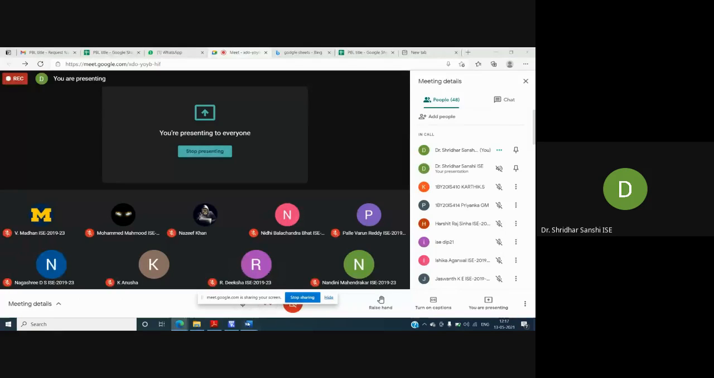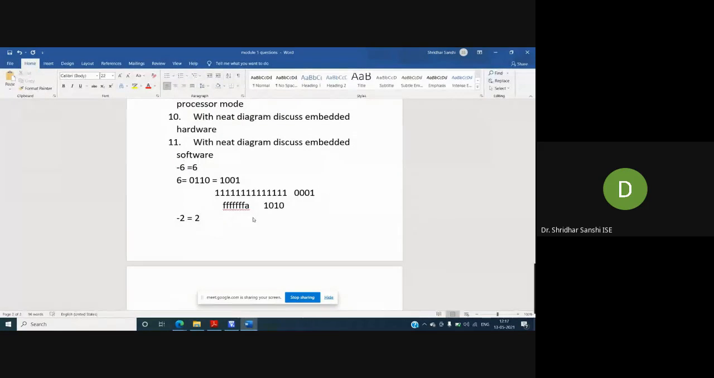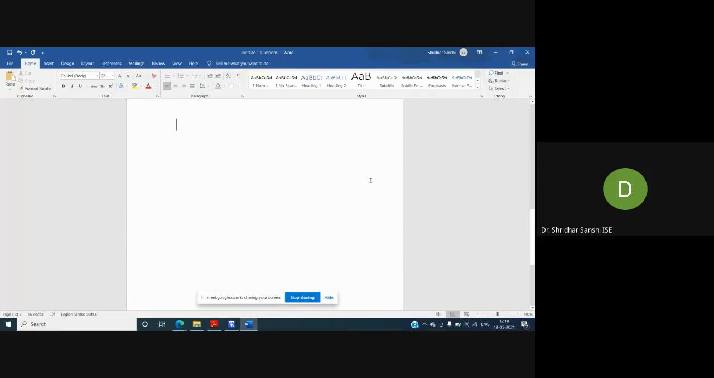So minus 2, how can you do it? Take the absolute value, so it is 2. How can you represent it in binary? 0010. Now negate, so negating it gives 1101. Add 1 to it: 1101 plus 1 gives 1110, with the carry propagating through.